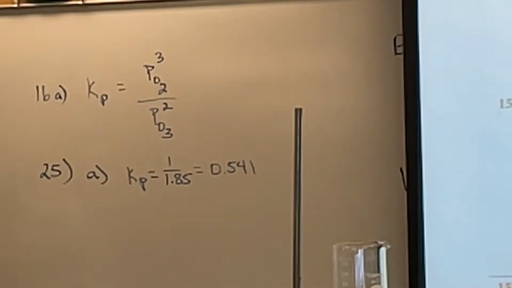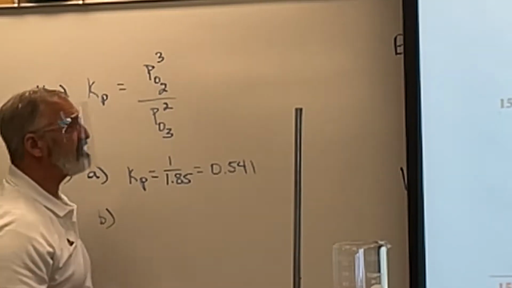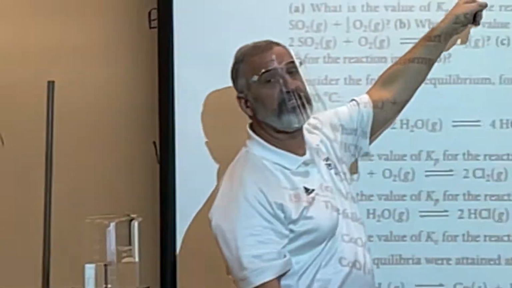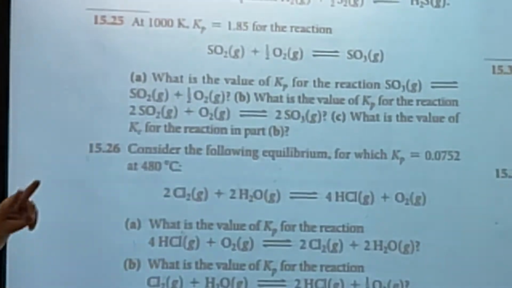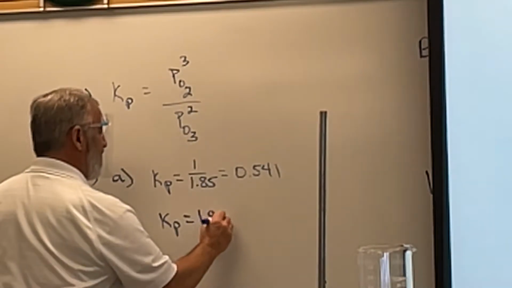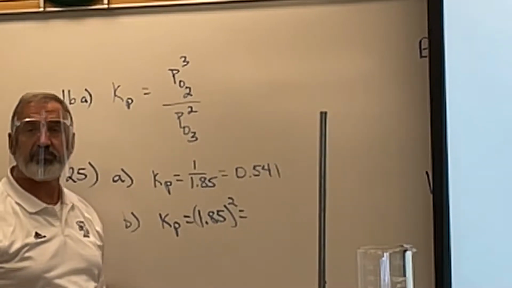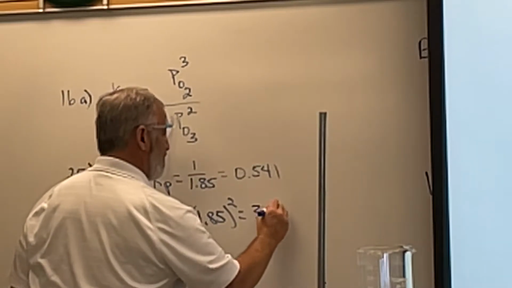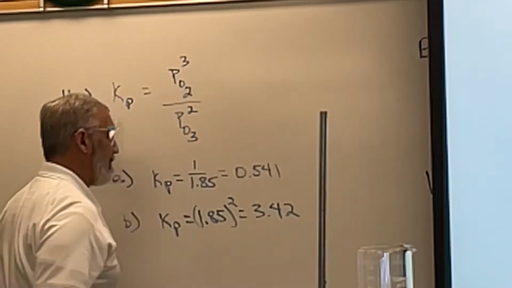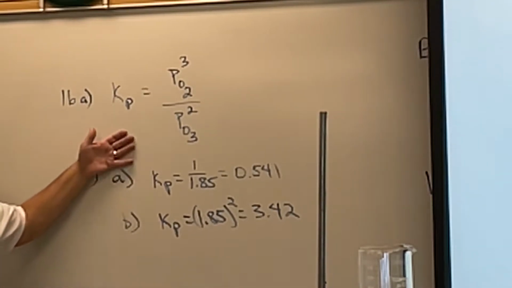And what did we do on part B? What did we do to the equation? Well, what's the difference between this equation and that equation? It is doubled. So what do we do to Kp? Kp is going to equal 1.85 squared, which equals 3.42. All right, so we need to understand the relationships there.